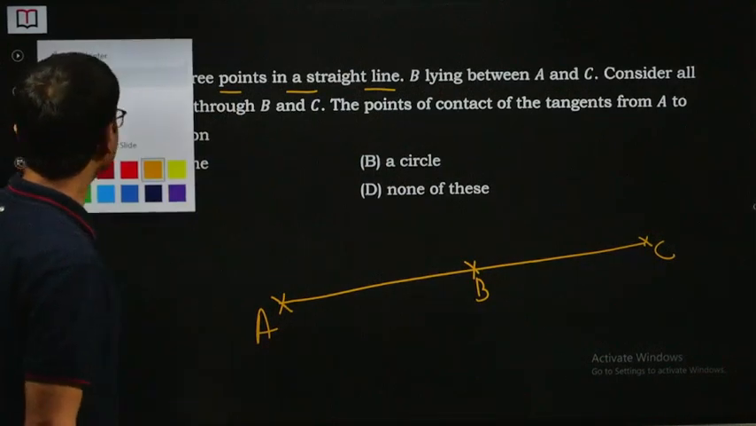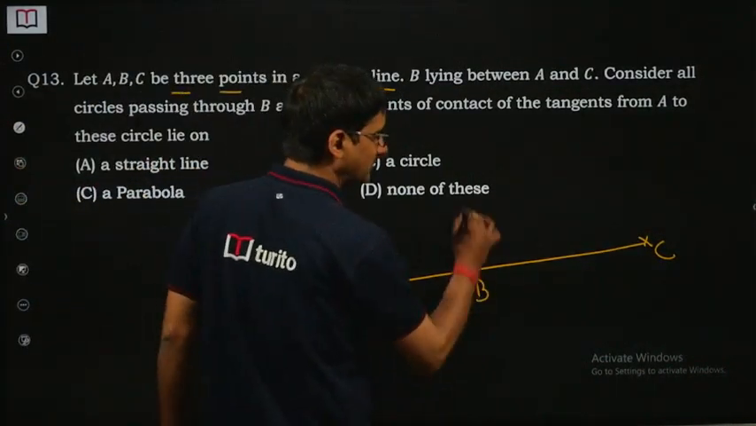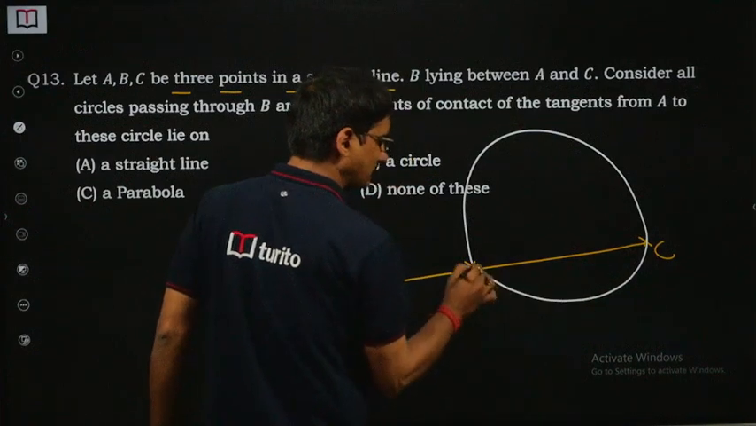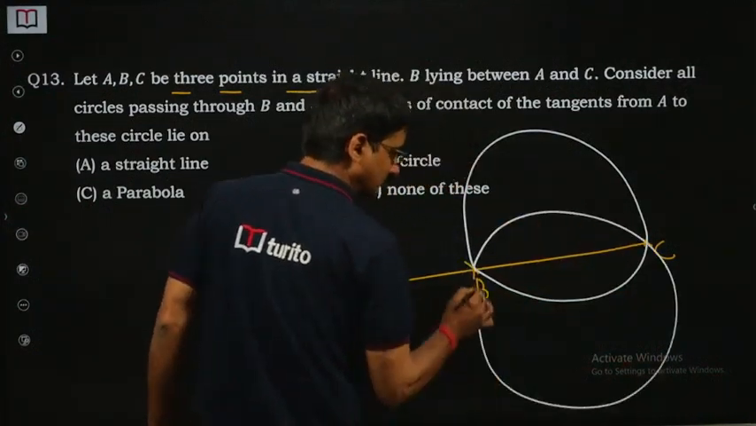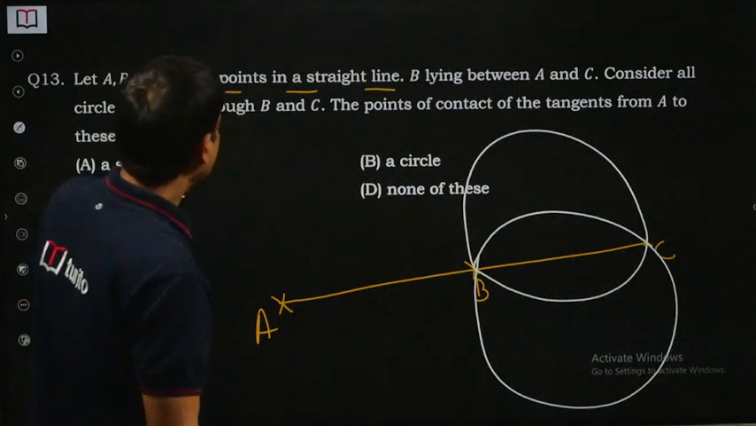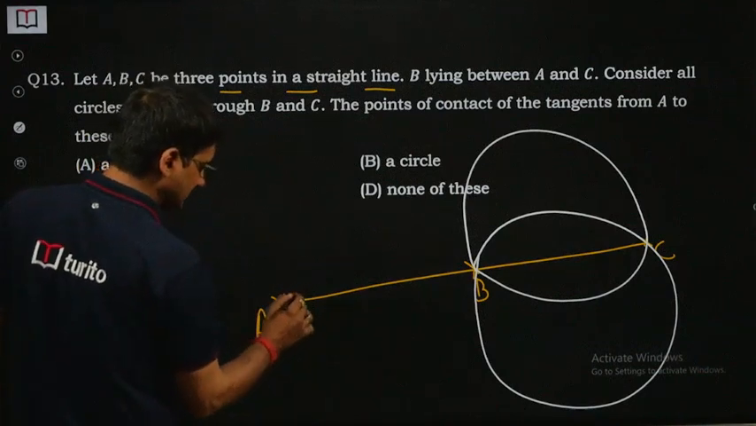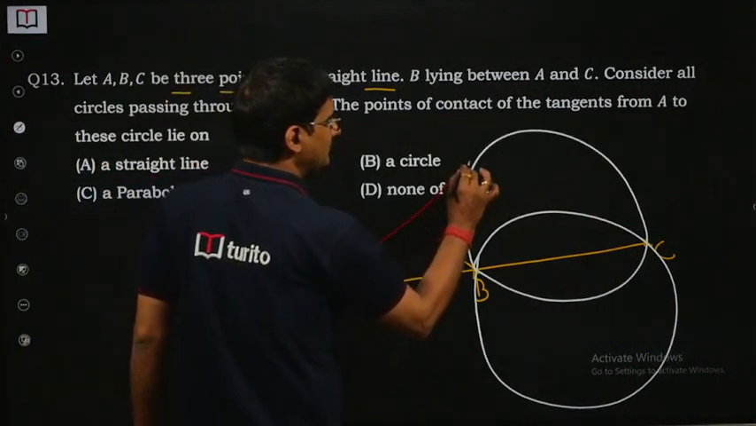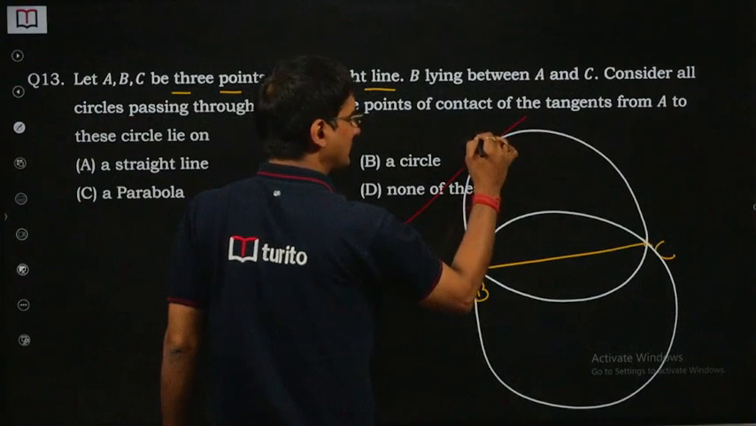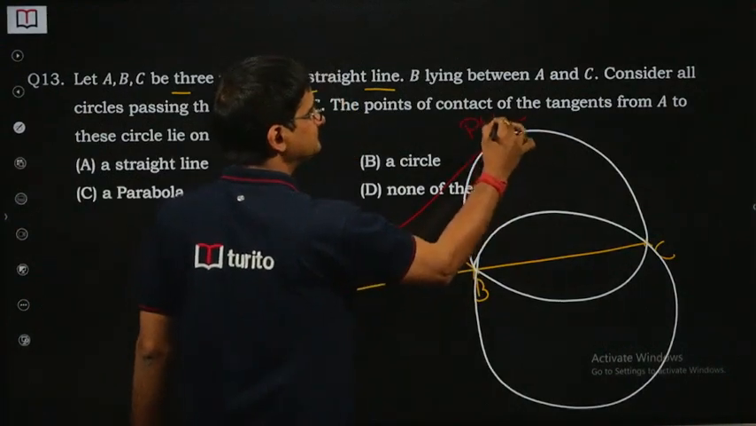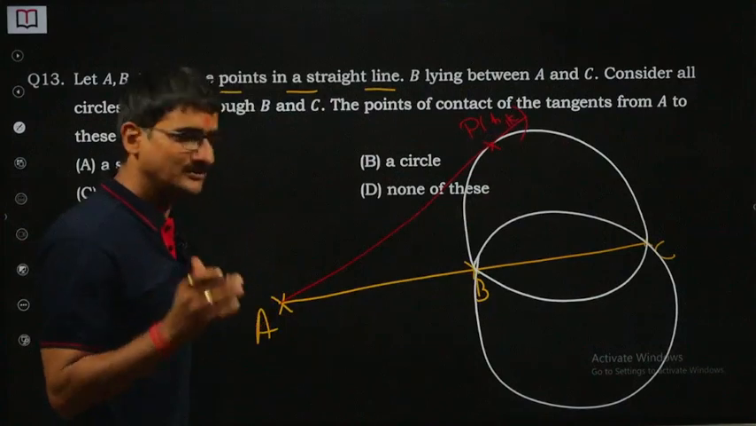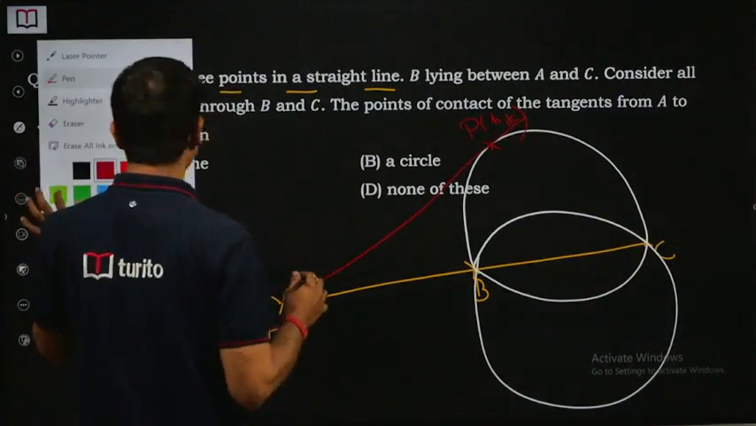Consider all circles passing through B and C. So how many circles do we have passing through two points? We have infinite circles passing through two points. Then the points of contact of tangents from A on these circles lie on... So we have to find the locus of these points of contact. Fine. Now see, if I just consider this circle.